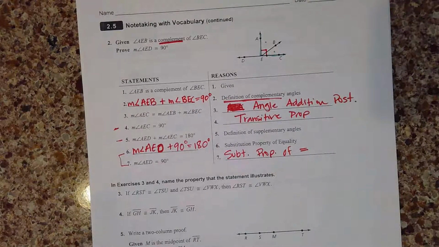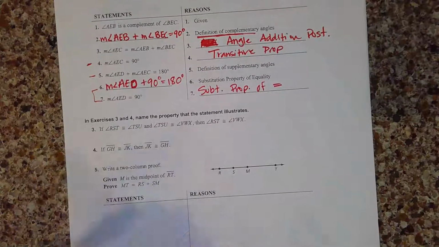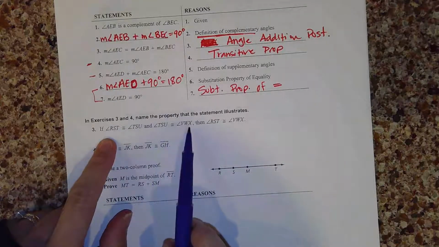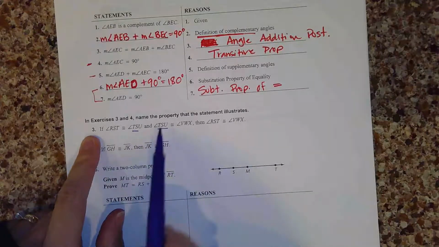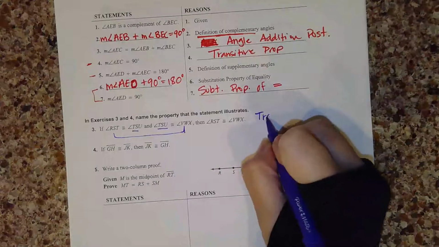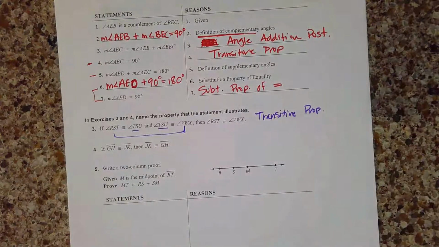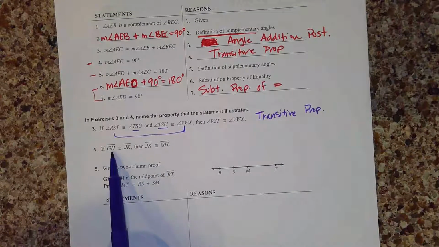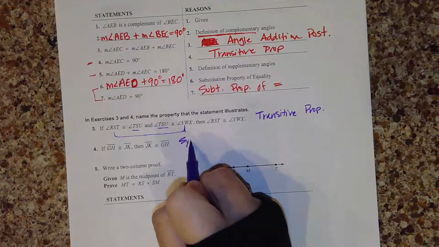Let's keep going. Number 3 says it's not really having your proof, it just says name the property. So if RST is congruent to TSU, these are angles, and TSU is congruent to VWX, so again they have this in common, then what do we know about these two angles? Well, that's a classic example of the transitive property. All right, so this one, segment GH is congruent to JK, and then what about the other way around? JK is congruent to GH. That is your symmetric property.